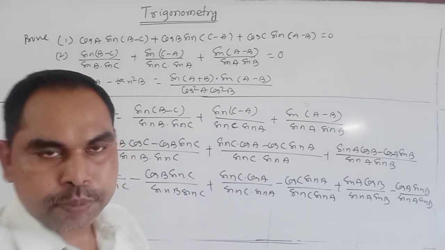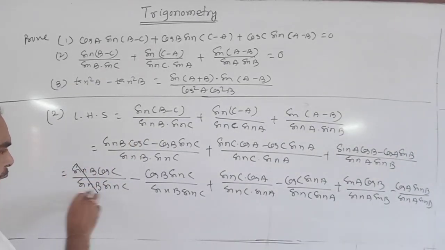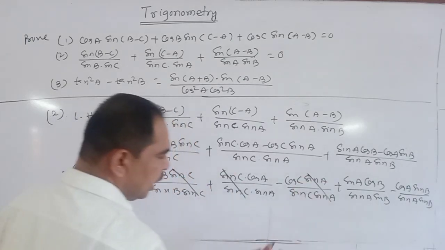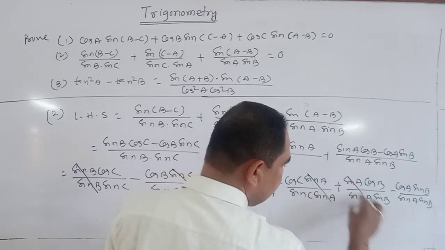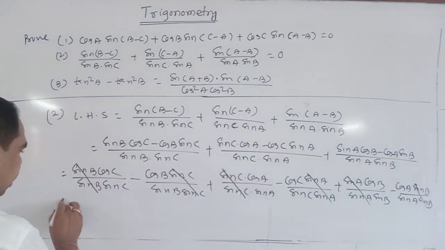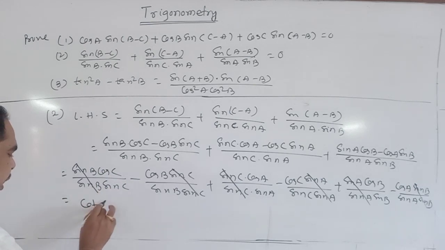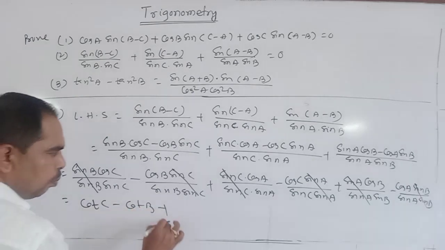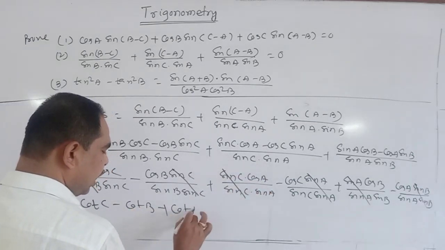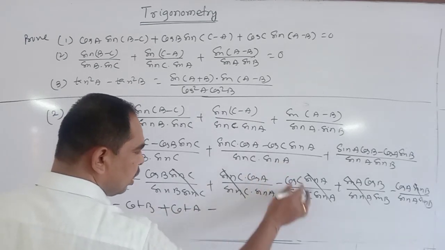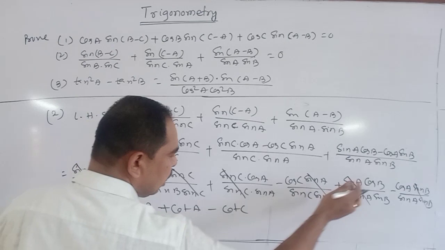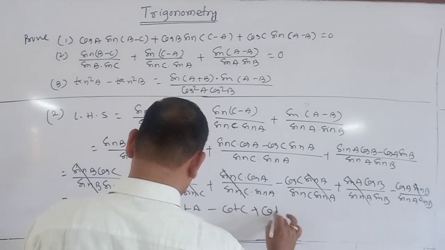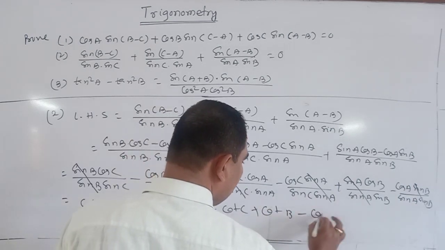ओके, ये देखो sin B को sin B कैंसिल, sin C को sin C कैंसिल, sin C को sin C cancel, sin A को sin A cancel, this is sin B cancel. So this is equal to cos C by sin C means cot C, cos B by sin B means cot B, plus cos A by sin A, cot A, minus cos C by sin C, cot C, plus cos B by sin B, cot B, minus cos A by sin A, cot A.